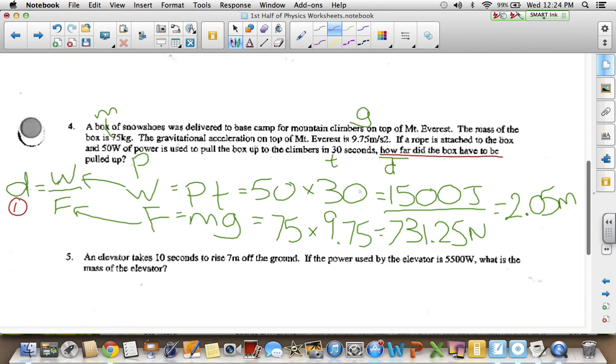One of the first things that we can do then is to solve for work. Well, work is going to be power times time. We have the power, which was 50 watts, and we have time, which was 30 seconds. So we now have work of 1,500 joules.